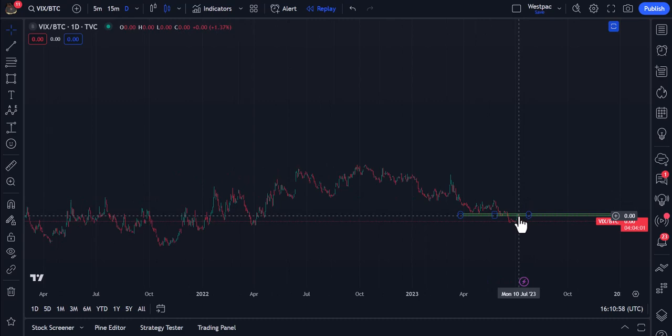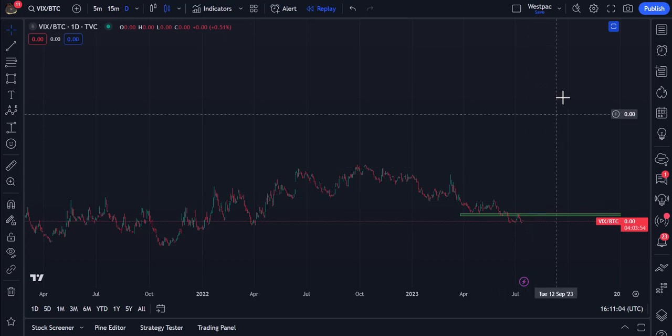So that is one of the key things I'm looking for as well, to show that VIX might start stepping in and outperforming Bitcoin, to see that we might head back up that way.